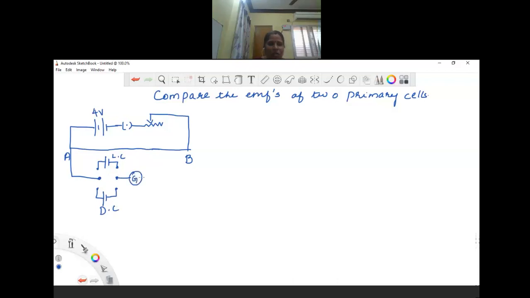Then we are going to connect it with the jockey. Hope all of you remember the jockey. Jockey is a metallic rod which is used to make the electrical contact. So this is the jockey, this is your key, this is the rheostat, and this is our DPDT switch.